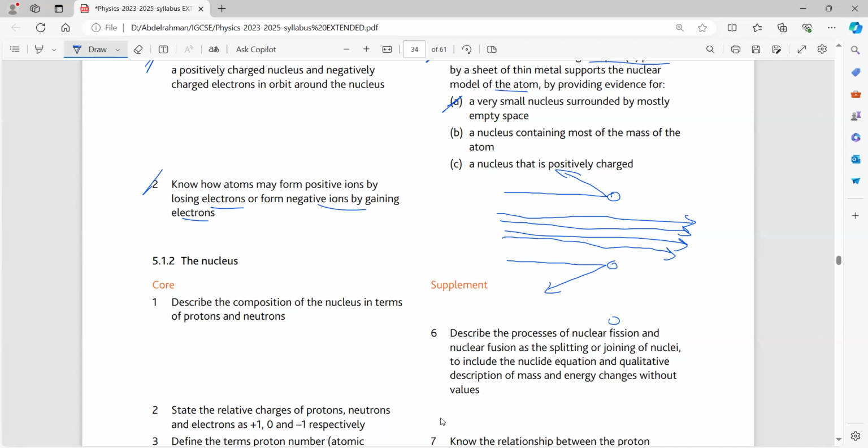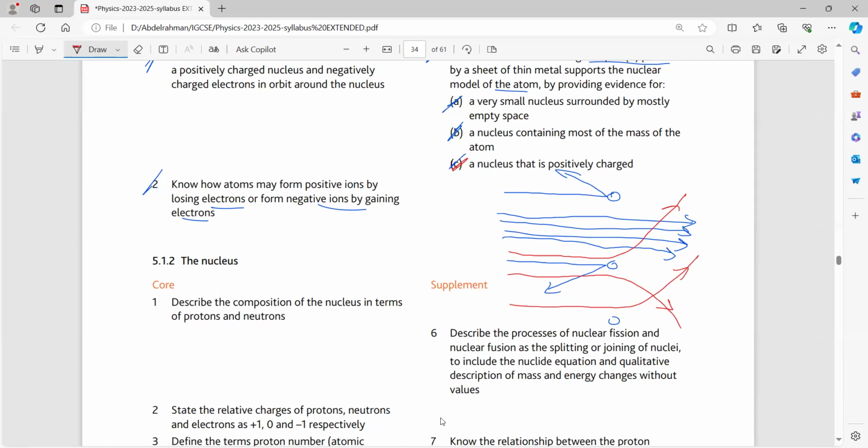This heavy object contains all of the mass of the atom, which we later named the nucleus. We also found that some of the alpha particles, as they approached, were deflected with some angle. Some of them deflected upwards and some downwards. Why? Because we found out eventually that the nucleus was also positively charged.